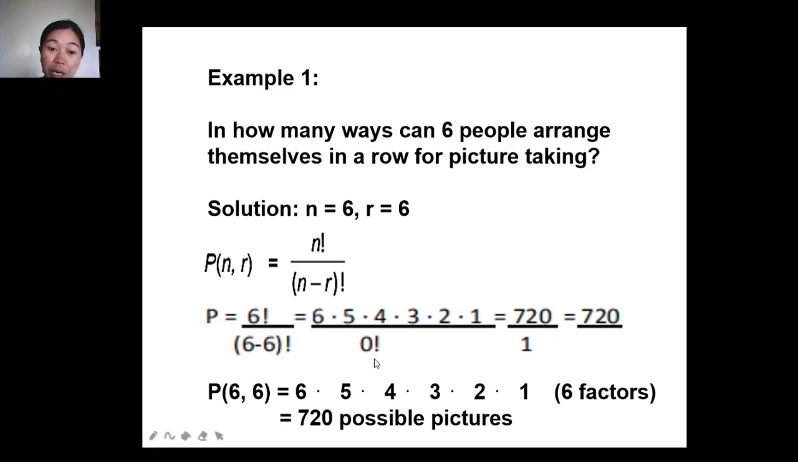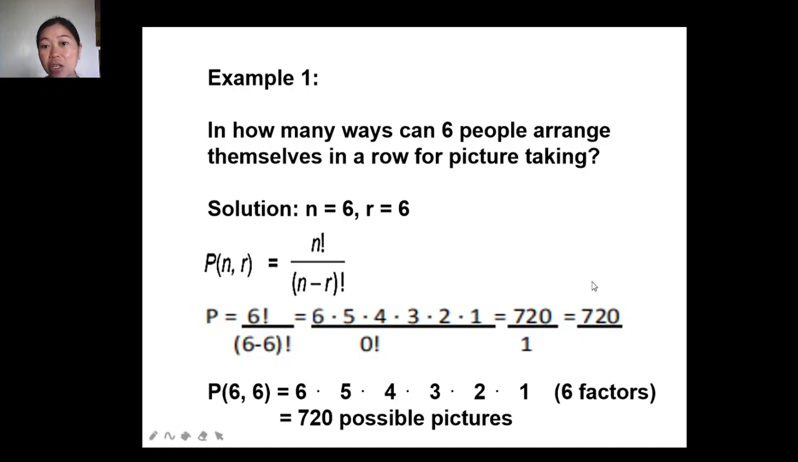And then, for your denominator, the value of 0 factorial is 1. So, 720 divided by 1 gives us a result of 720. So, ginamit natin yung original formula, nag-substitute tayo, tapos nag-simplify tayo. The answer is 720, meaning the number of permutations for the given problem is 720.